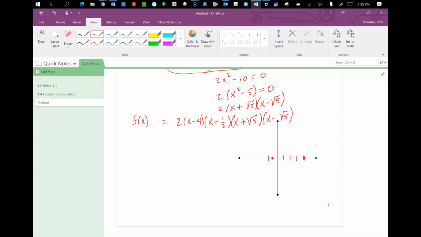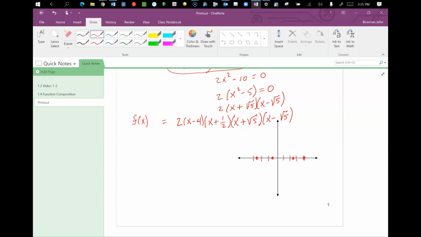So somewhere between 2 and 3, we've got a 0 of multiplicity 1. And so our graph crosses there, and somewhere between -2 and -3, we'll have another 0 with multiplicity 1, so our graph crosses there.